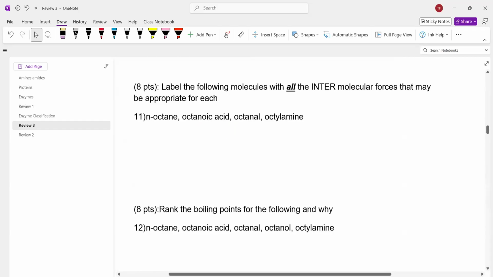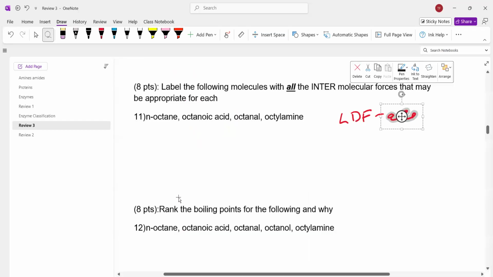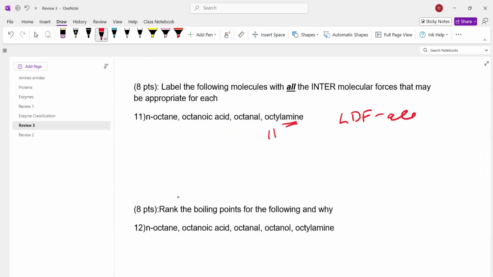Label the following molecules with all the intermolecular forces that may be appropriate. Okay, so first of all, LDF for all, London dispersion forces. Everything's got London dispersion forces. This is an amine, so it has hydrogen bonding. This has got hydrogen bonding as well. And then this would have dipole, dipole. And n-octane would only have LDF, nothing else.